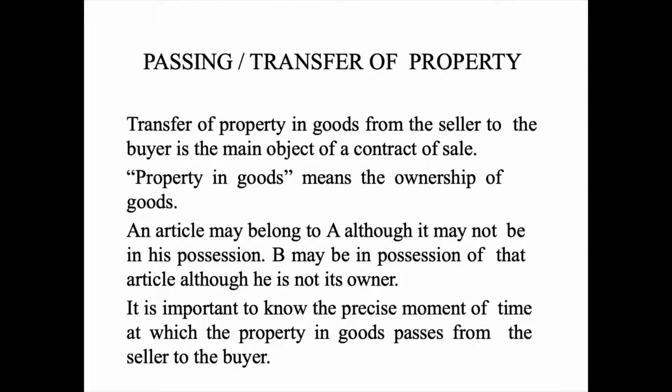So let's say we have a watch. Now the watch which you've given to your friend is not in your possession, but it is your watch, so you're the owner. You are the owner, but you do not have possession of the watch. Similarly, B, your friend who has the watch right now, is in possession of the watch, but he's not the owner. It is important to know the precise moment of time at which the property in goods passes from the seller to the buyer.